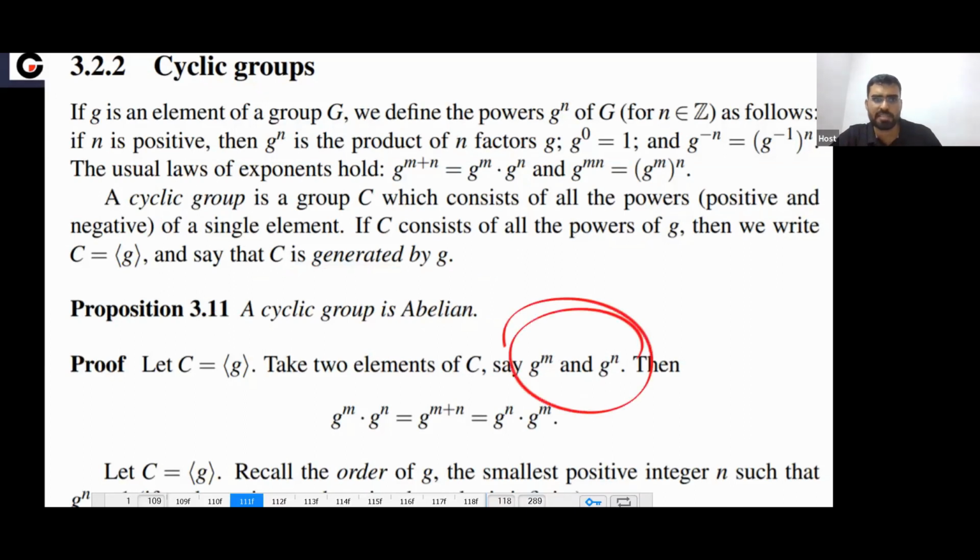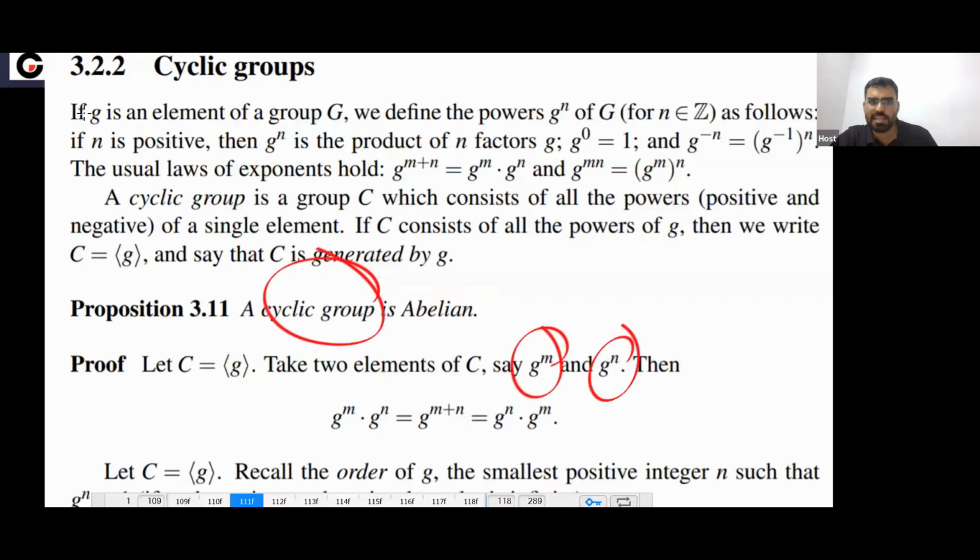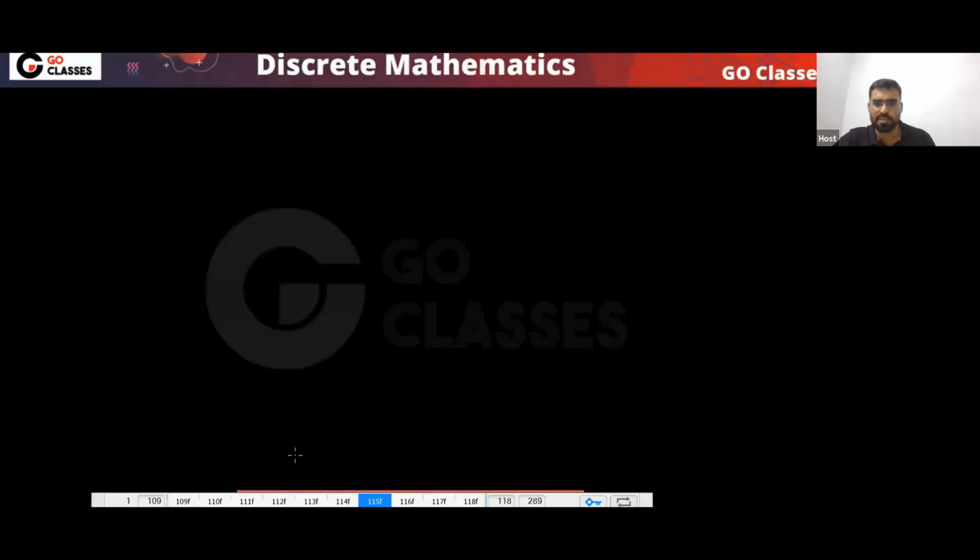Because every 2 elements in a cyclic group will be like this. Because g is the generator. If g is the generator, then every element can be generated by g. So every element looks like this. So I can say yes, it is cyclic, it is abelian. Every cyclic group is abelian.